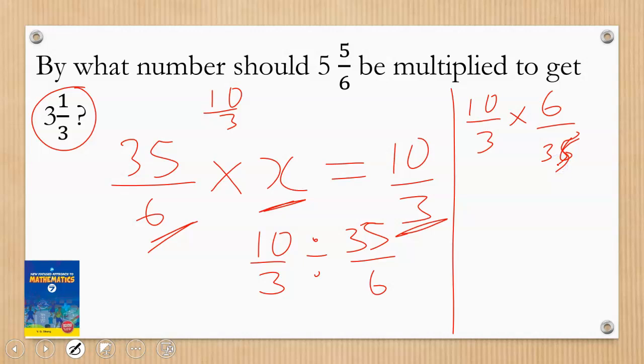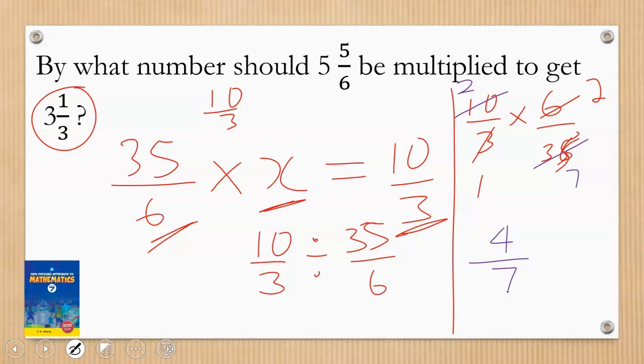Right. So what can we do? 3 can divide itself as 1 here. 3 can divide here as 2. We know 5 can divide 10 as 2, and 5 can divide 35 as 7. So what do we have? We have 4 divided by 7. Okay, 4 over 7 becomes the answer.